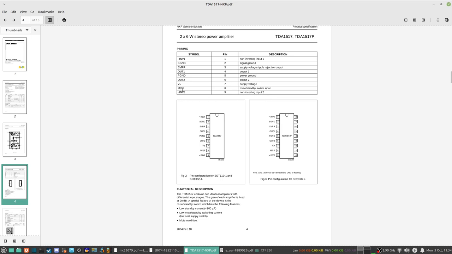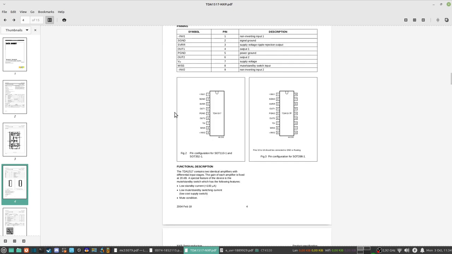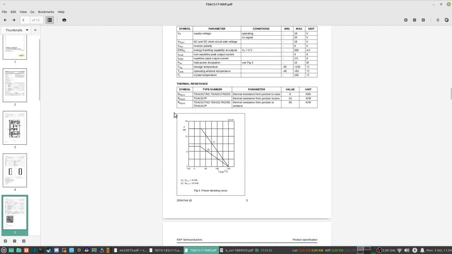Now I've got this M-SS, mute standby switch input. Not that interested in that. So that's basically all the pins. The ones we really want to track are the input and output, and to some extent where the supply voltage ripple goes and the supply voltage goes. Since we have caps related to that for supply voltage, and we also have caps related to the inputs and outputs. So we can scroll down here again and get more information.